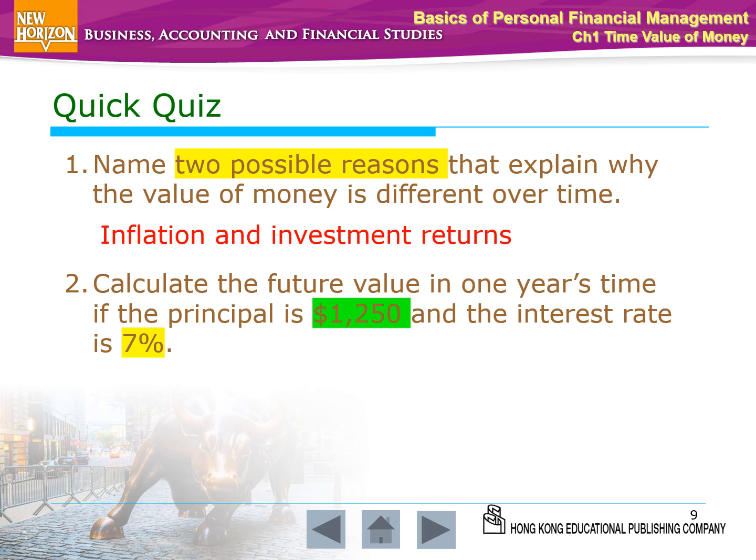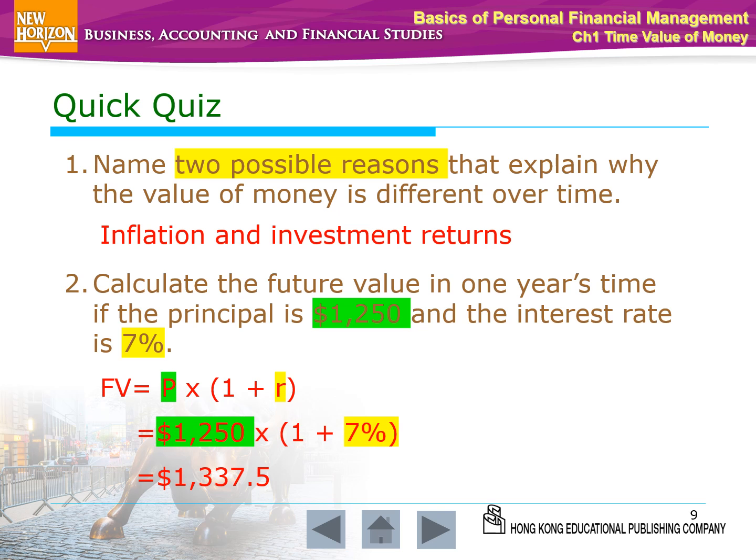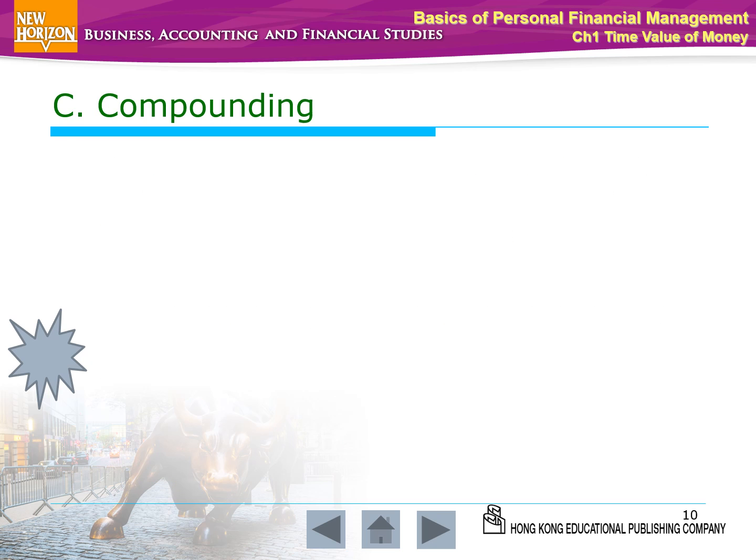Second question, calculate the future value in 1 year of time if the principal is $1,250 and the interest rate is 7%. We make use of the formula: 1,250 times 1 plus 7%. That means 1.07. Okay, it is equal to $1,337.5.